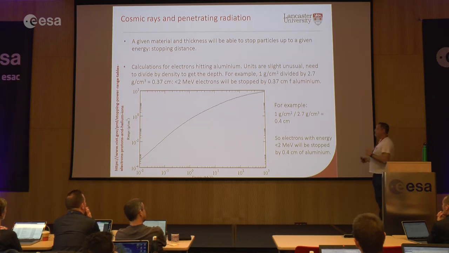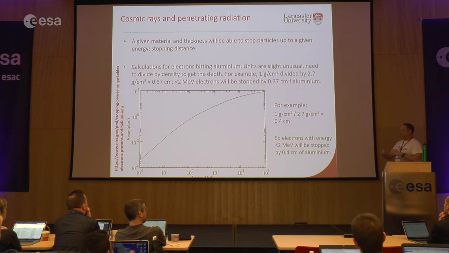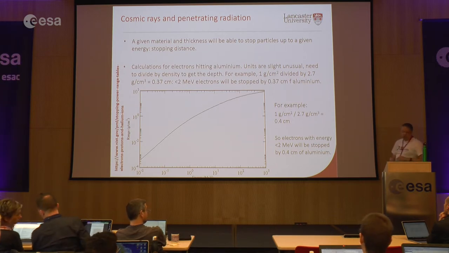So if your detector has a thickness of, let's say, 0.2 centimeters, then 2 MeV electrons will go straight through. They're not going to be stopped, and that can be your source of noise. So you can do these sorts of calculations. If you're seeing a large background, you'll be able to tell what sort of energy ranges have been able to get into your instrument.